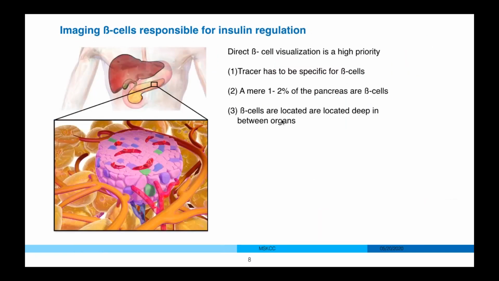These drawbacks I've listed here. First, the tracers have to be specific to the beta cells. Second, there are very few of these beta cells in the pancreas. And the third is that the beta cells are located deep in between organs of clearance pathways. To address some of these issues, this is really where we think optoacoustic technology can help and advance some of the challenges that we are currently facing.